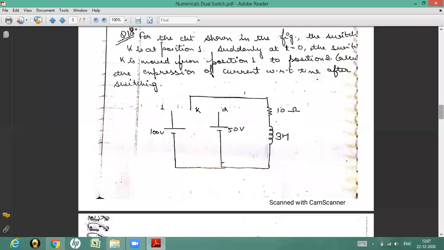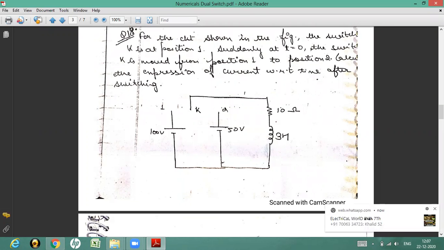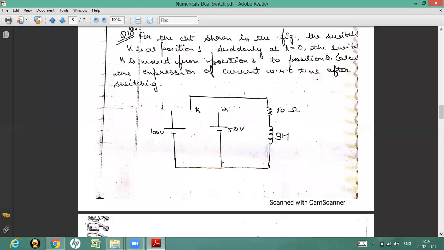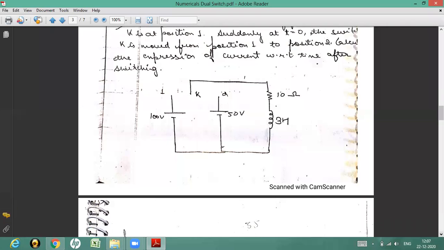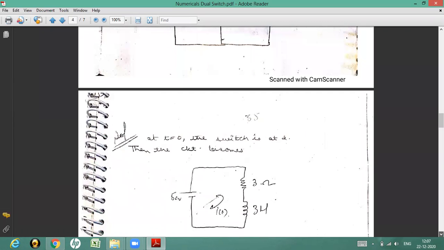Again, in this numerical, for the circuit shown in the figure, the switch K is at position 1 for a very long time, and suddenly at t is equal to 0, the switch K is moved from position 1 to position 2. You have to calculate the expression of the current with respect to time after switching. So again, at t is equal to 0, the switch is at position 2, exactly the same as we did previously. That is a 50 volt source, 3 ohm, 3 Henry.